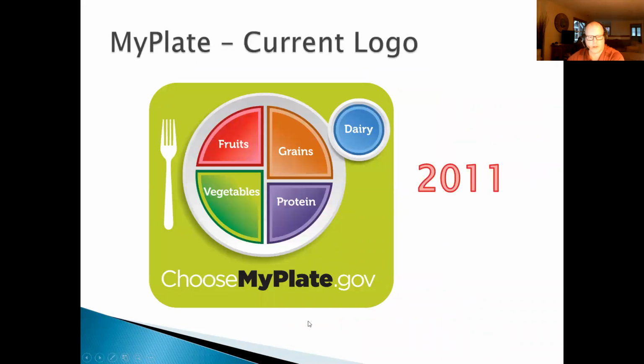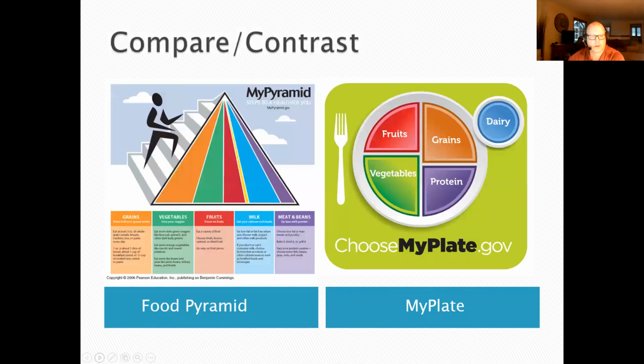So then in 2011, we came out with the My Plate, which is our current logo that we're working with, which contains the 5 food groups. And so we're going to talk about each of these areas and the different nutrients that we should be consuming according to the dietary guidelines.